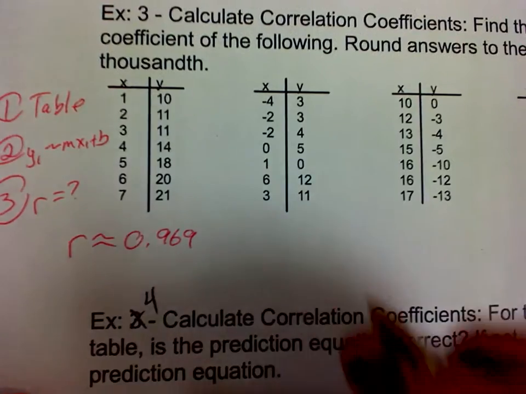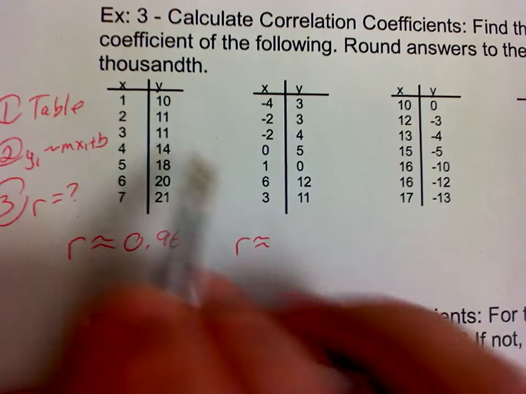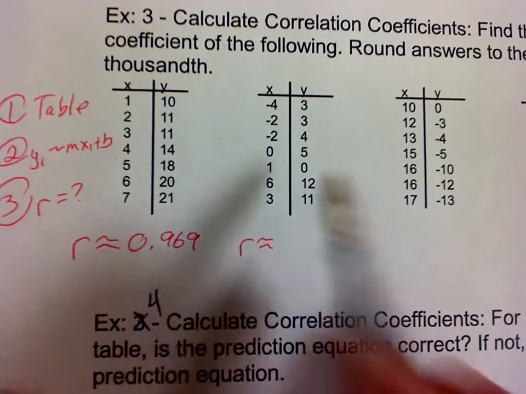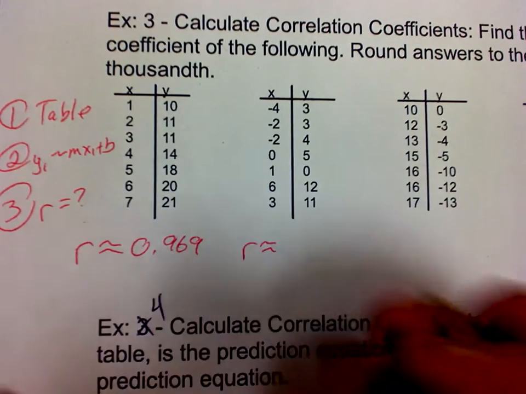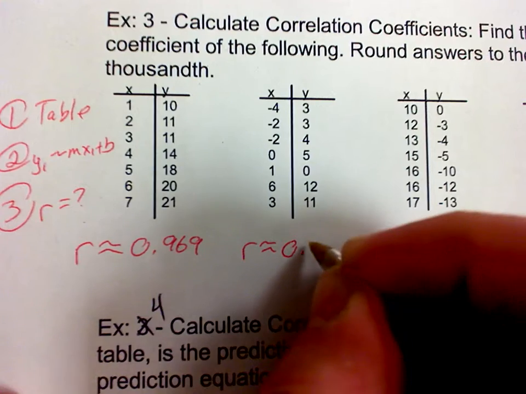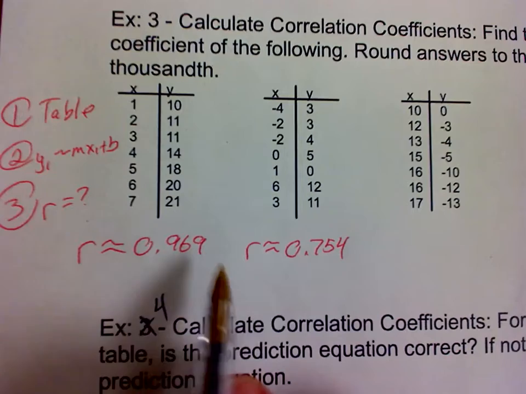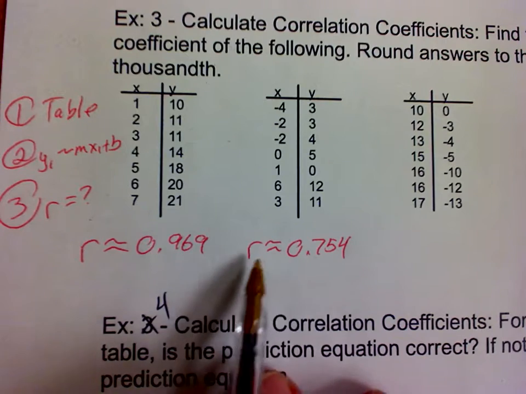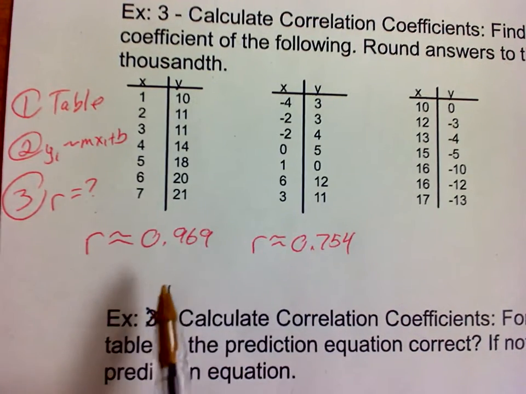Now, if we go to this next one, we just take out the table on Desmos and put this one in. We can leave in the equation. If we put it in this table, we end up with 0.754. Okay, so once again, still a positive correlation because it's a positive number. And if we notice in these 2 graphs, our graphs have been going.